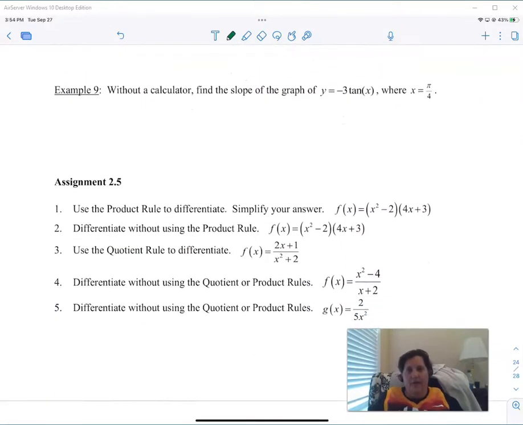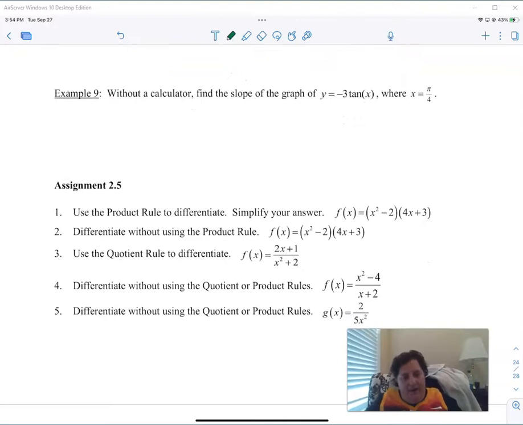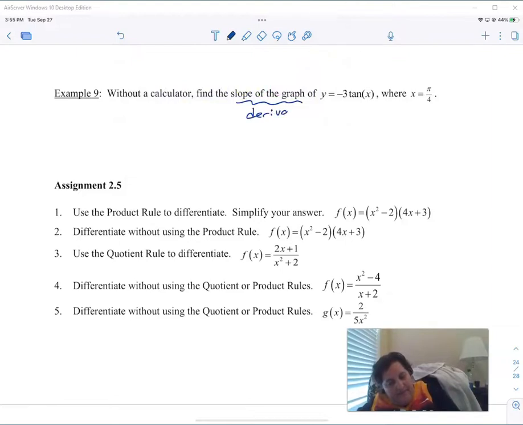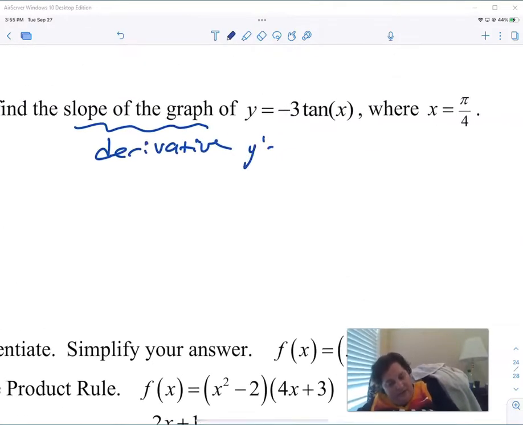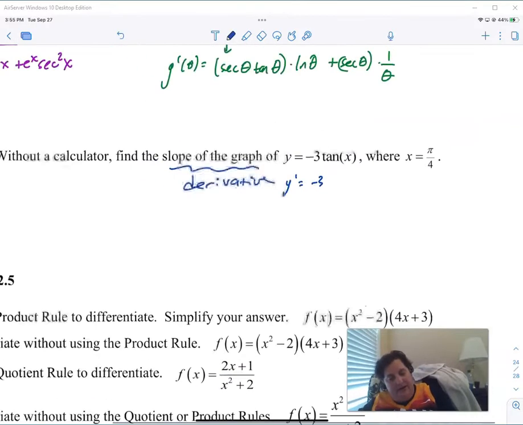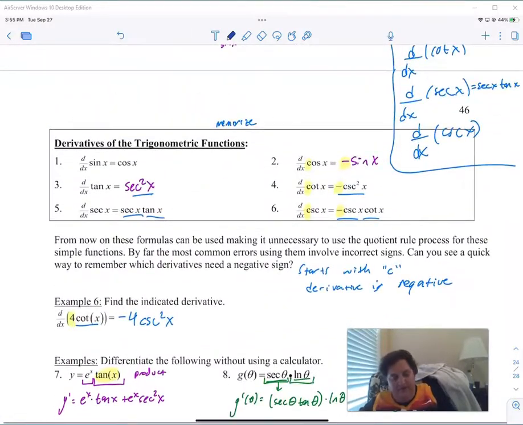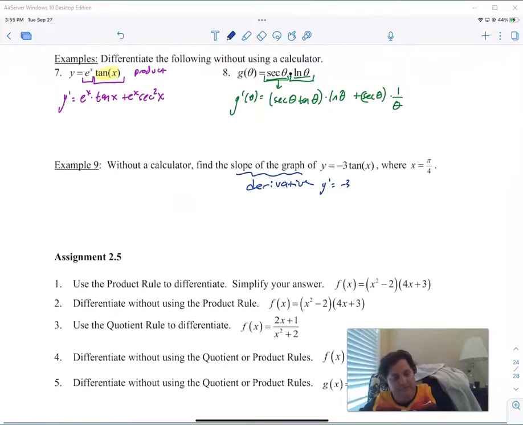Okay? So for my last question, let's go ahead and figure out how to apply this. All right. Without a calculator, find the slope of the graph at pi over 4. All right. What does slope of the graph mean? It means derivative. Actually, it's already written over here. I'm just going to use this. All right. The derivative. Well, the negative 3 would stay there. And then the derivative of tangent, if I look up here, is secant squared.